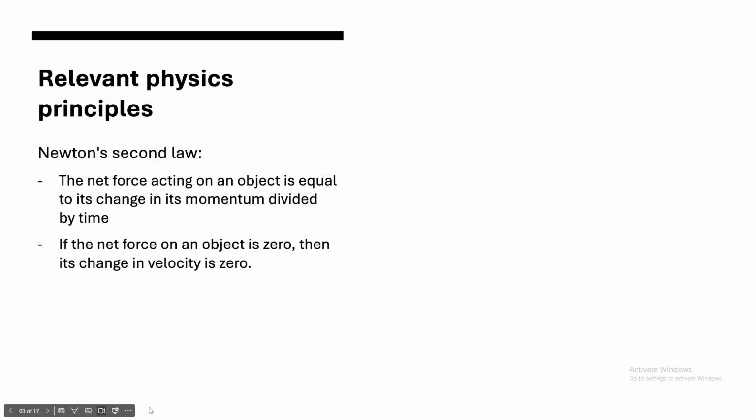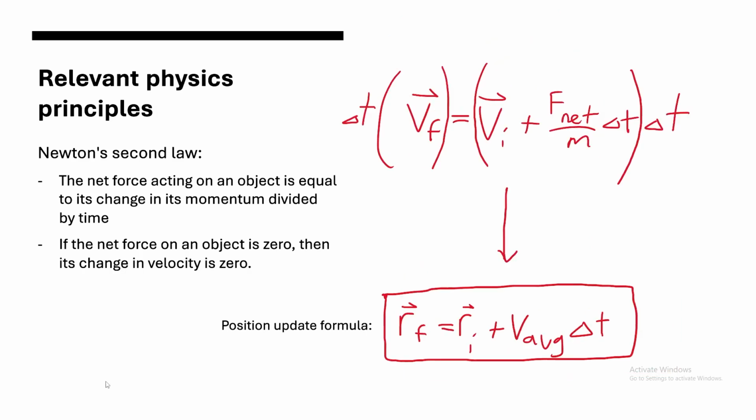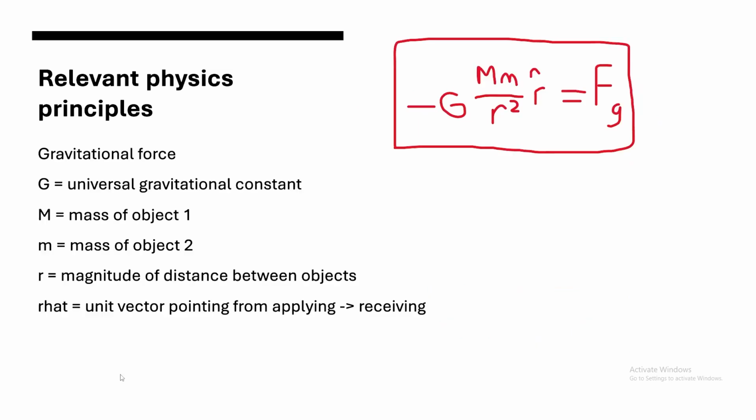So before we go into the data, let's define some of these physics principles, starting with Newton's second law. This law states that the net force acting on an object is equal to its change in momentum divided by a certain time period. Using this law, we can derive an equation known as the velocity update formula, shown here. And then we can use that equation to derive the position update formula, which is shown here.